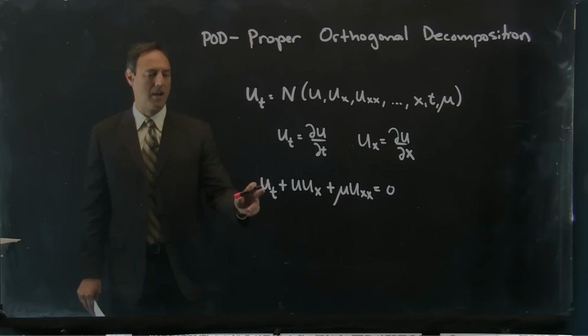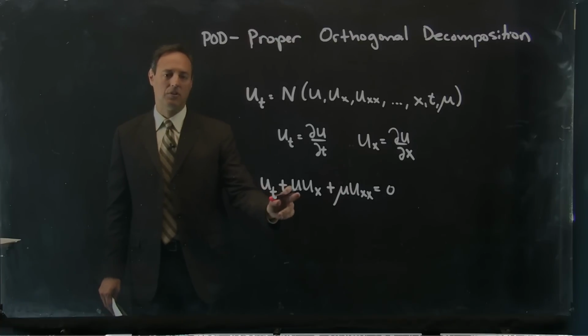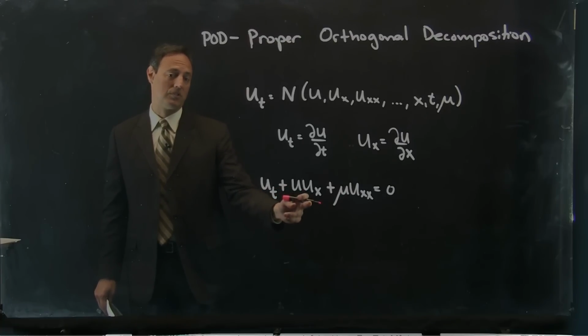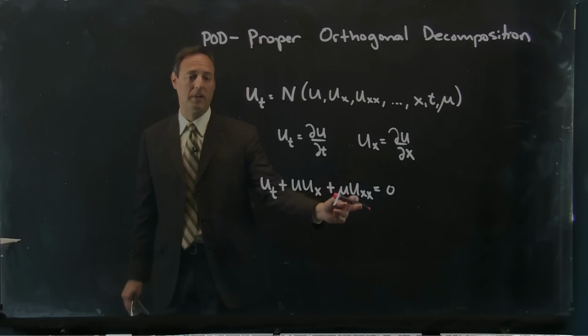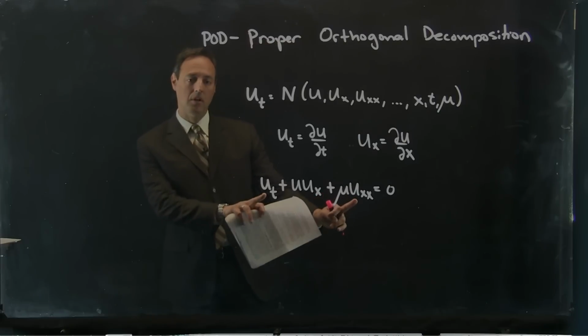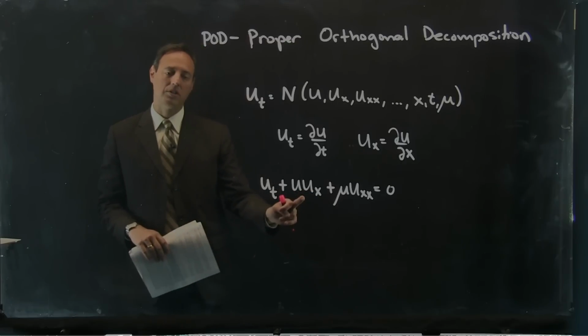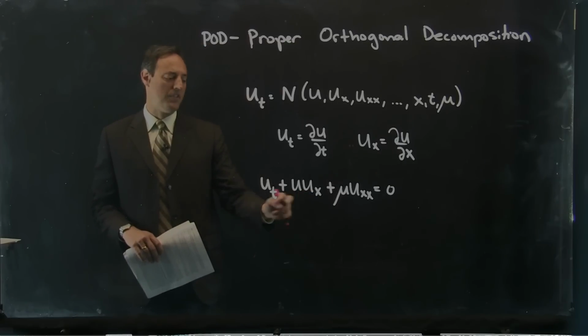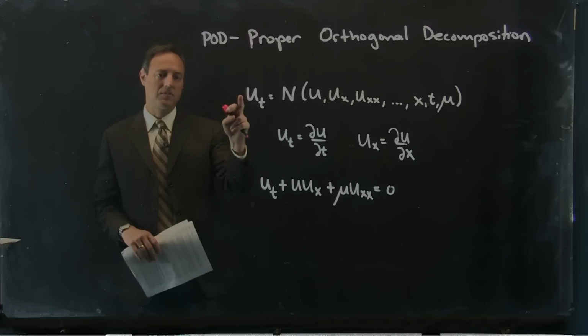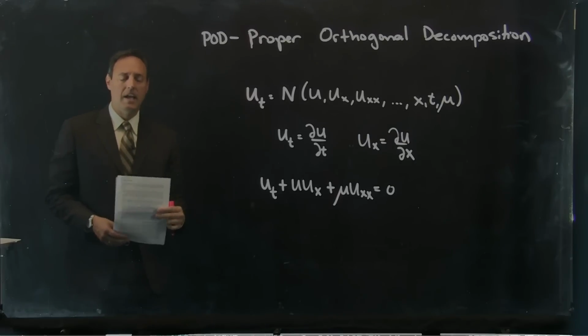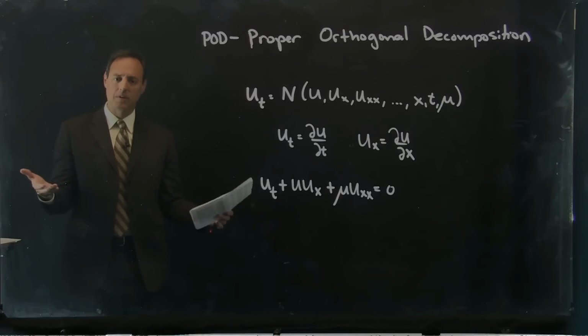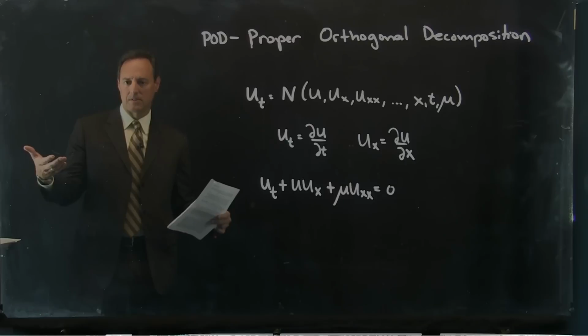What it says is the time derivative of u plus u times u_x, which is the first derivative, plus mu times u_xx. So these terms here are diffusion. This term here is sort of a nonlinear advection term. So this is a representative of something like this, a very specific form. And of course, it's a continuous function u of both time and space.